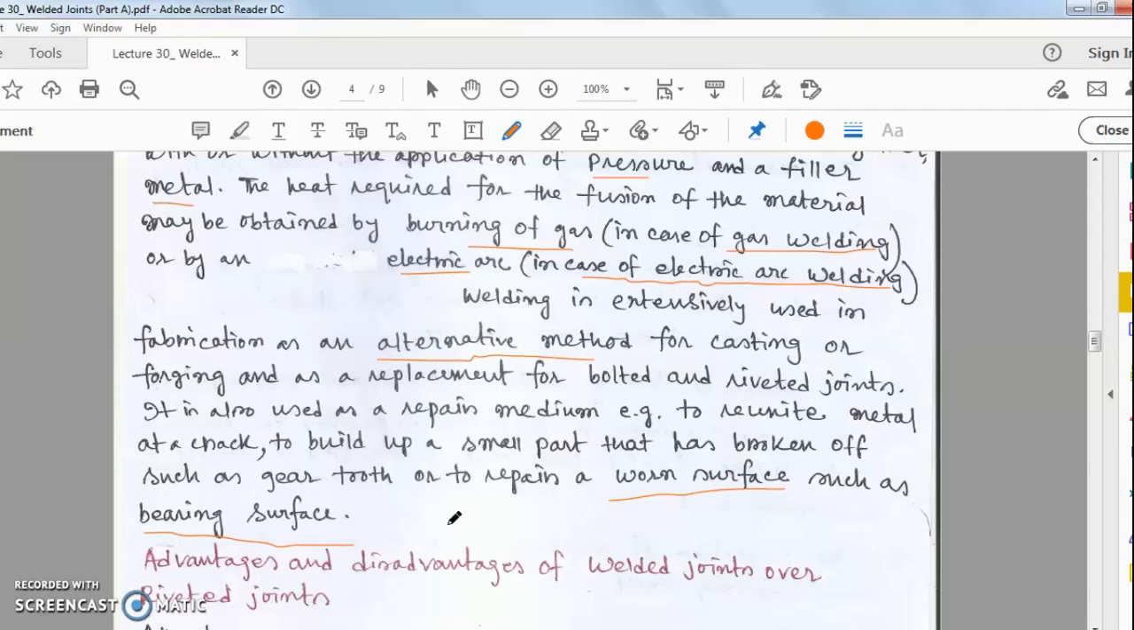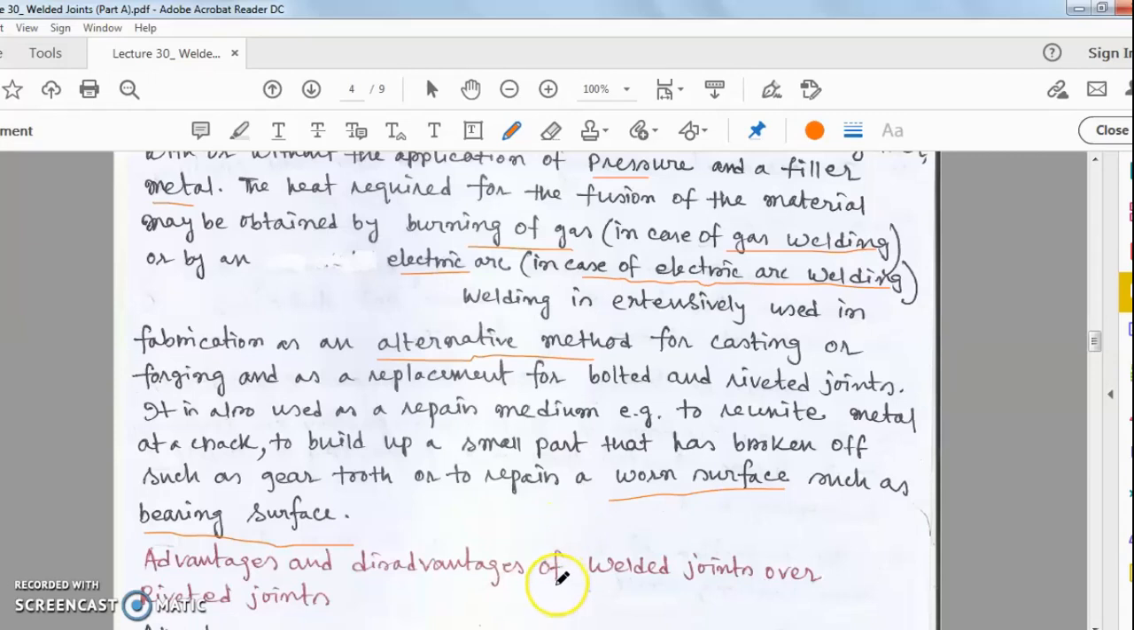Like it is mentioned here, if there is any crack on a metal surface, in order to repair that crack, or in order to join a part which has already broken off from the parent part, you require a method of joining.